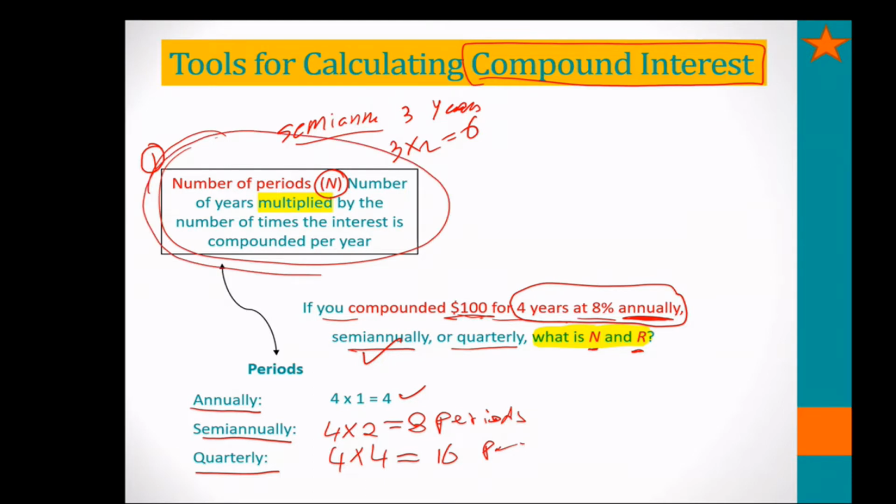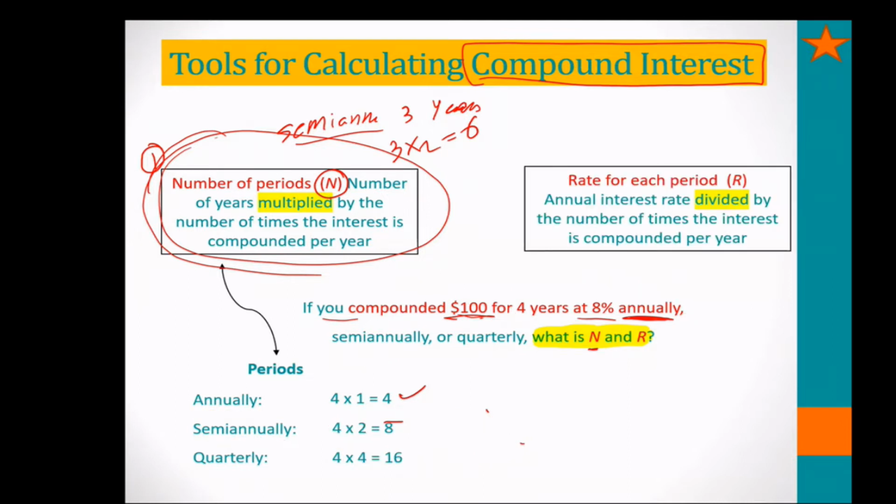Also, I need to know the rate for each period. Time is the periods. Here I multiply the number of years by how many times compounded. For the rate of each period, I need to divide the annual interest rate by the number of times the interest is compounded per year.